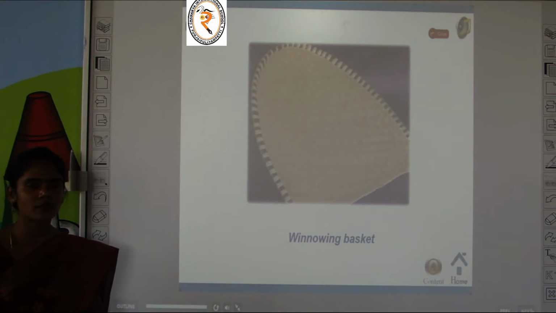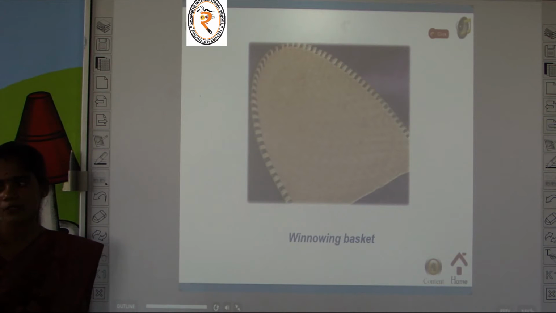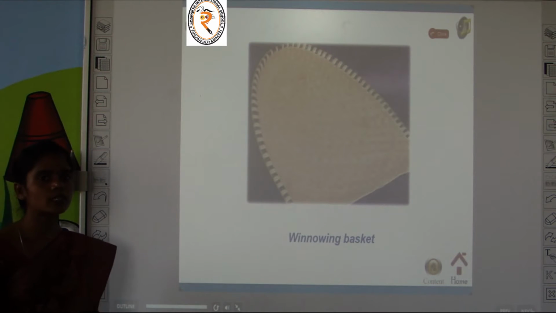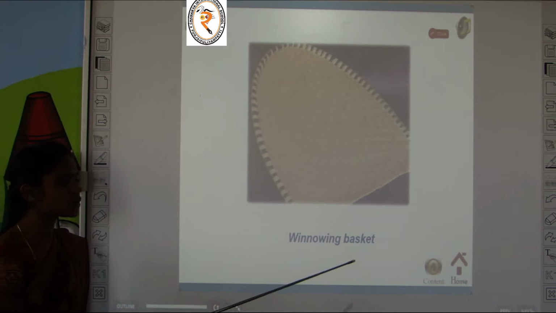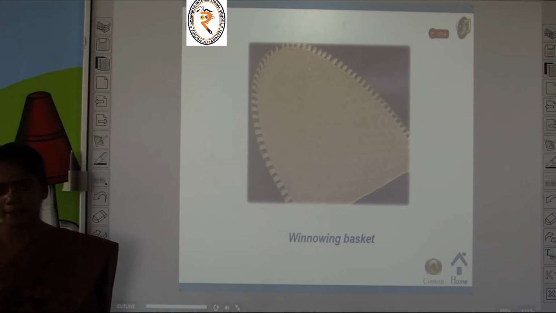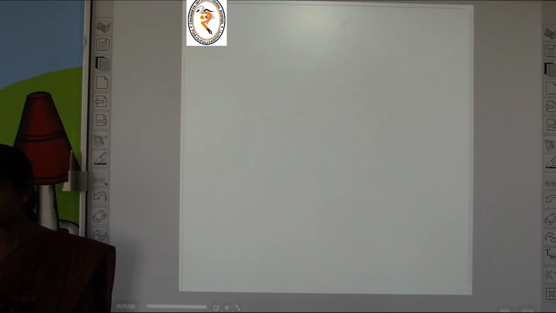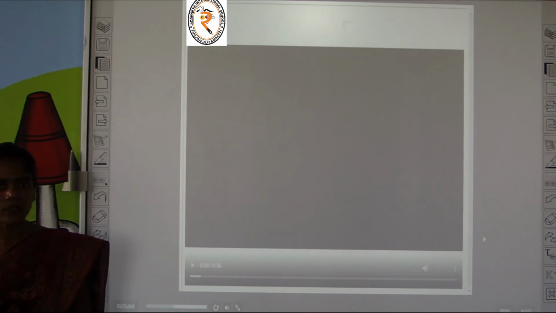See, in villages, the farmers use a basket to remove the grains and husk. What basket is it? It is a winnowing basket. It can separate the grains and husk. Let us see a video about this winnowing process. See the video, children.